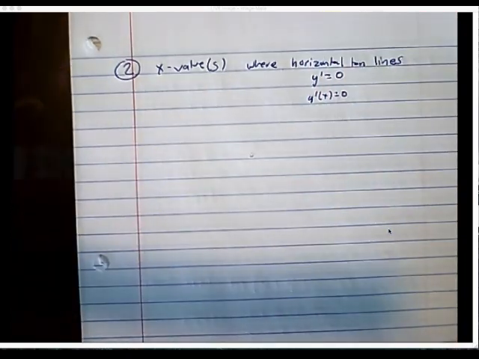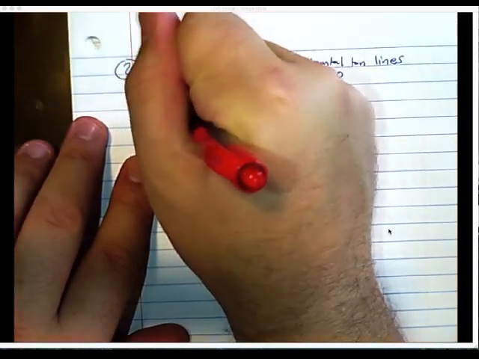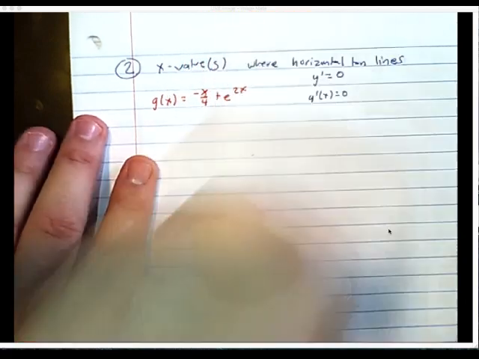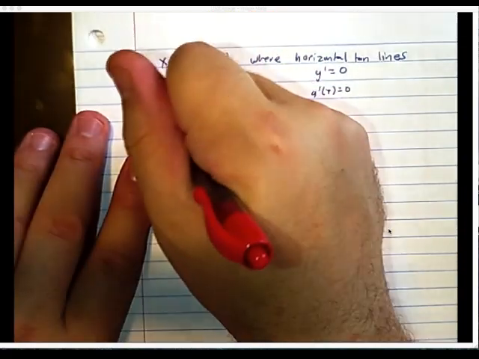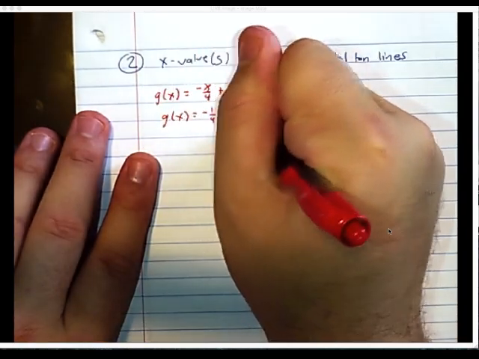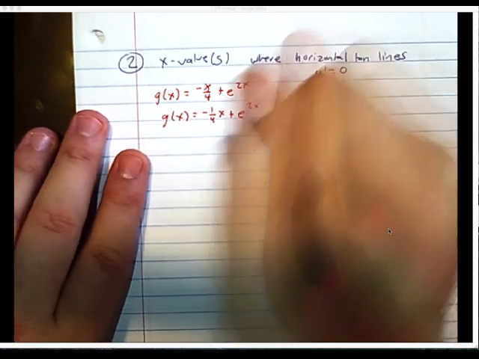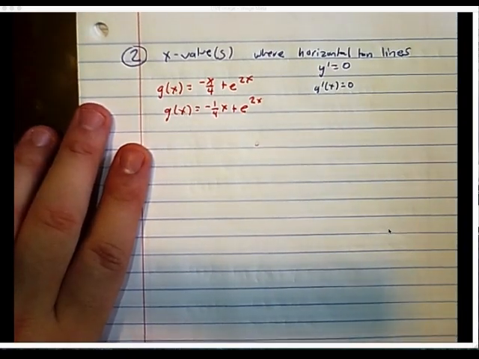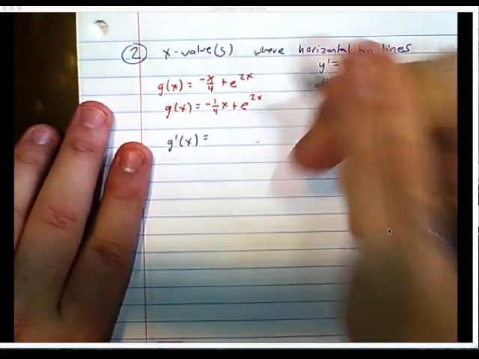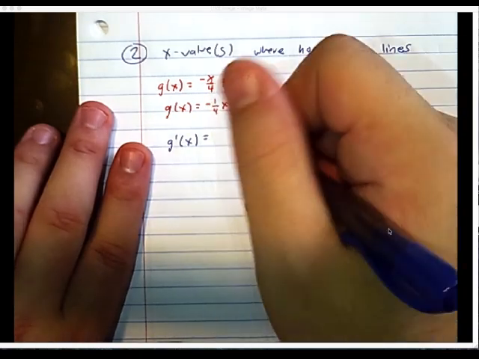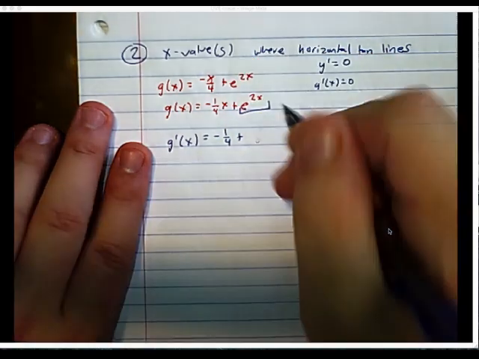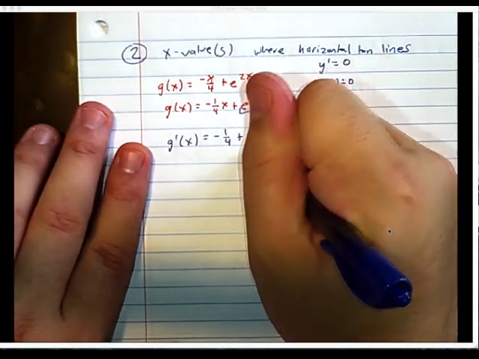Okay. So they actually give me the function itself. They say g of x equals negative x to the 4th power plus e to the 2x. I might want to rewrite g of x to say negative 1/4 x plus e to the 2x. It's going to be a little bit easier to take a derivative. So let's figure out what the derivative is there. g prime of x. The derivative of negative 1/4 x is simply negative 1/4. And the derivative of that thing, we would have an e to the 2x times 2.